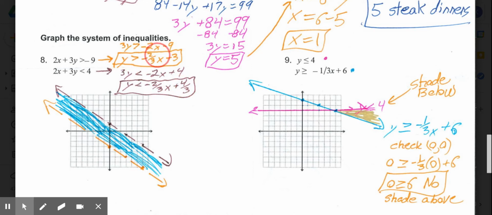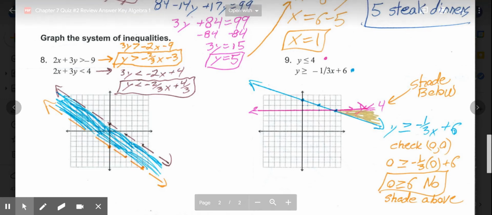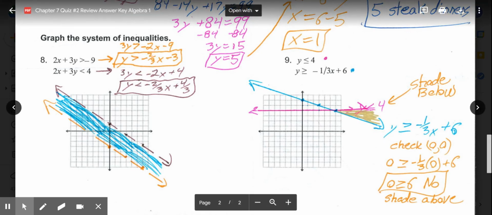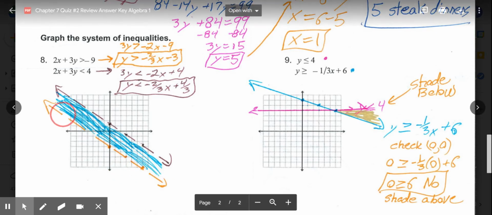So we'll graph the top one first. So we're starting at a negative 3 for the y-intercept, so negative 3. And our slope is a negative 2/3, so down 2, right 3. Down 2, right 3. It is a dashed line because it's just greater than.